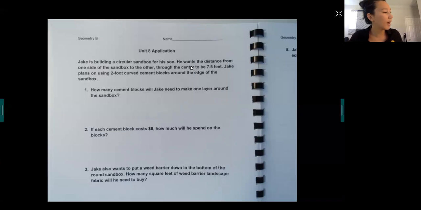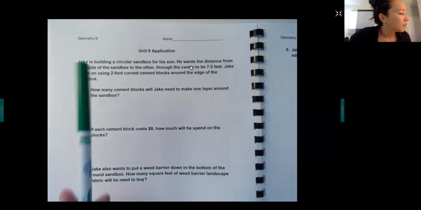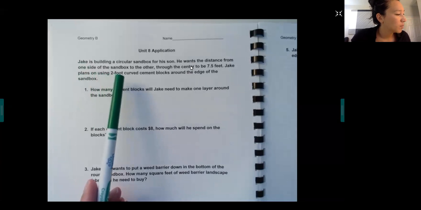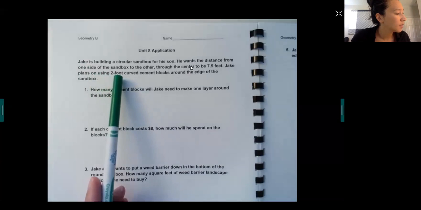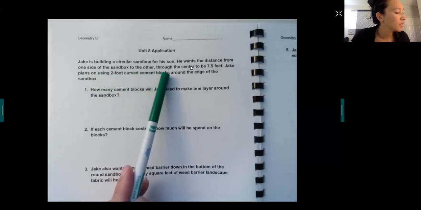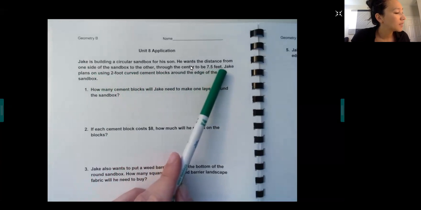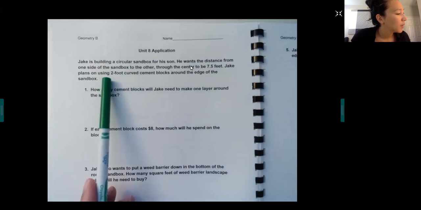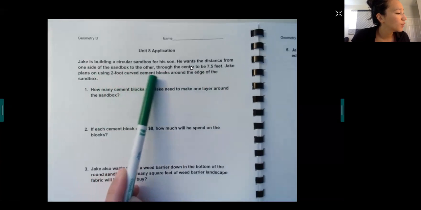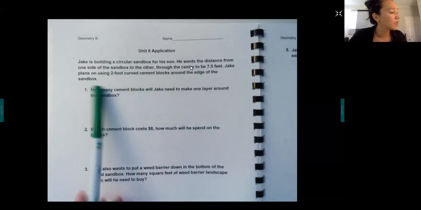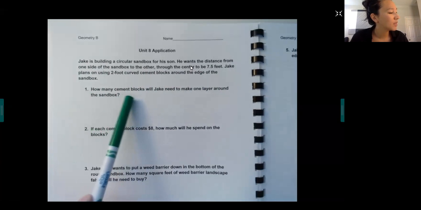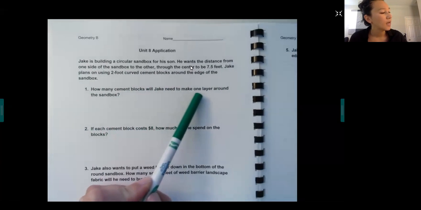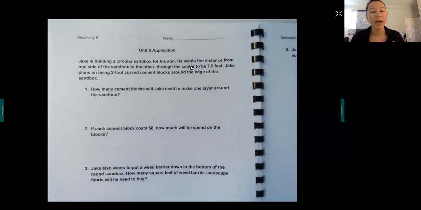Okay, so the Unit 8 application. Jake is building a circular sandbox for his son. He wants the distance from one side of the sandbox to the other through the center to be 7.5 feet. Jake plans on using 2-foot curved cement blocks around the edge of the sandbox. So our first question is, how many cement blocks will Jake need to make one layer around the sandbox?